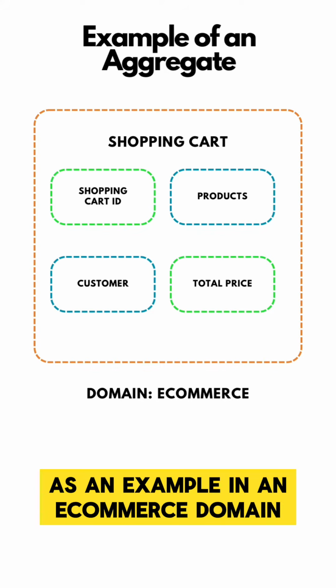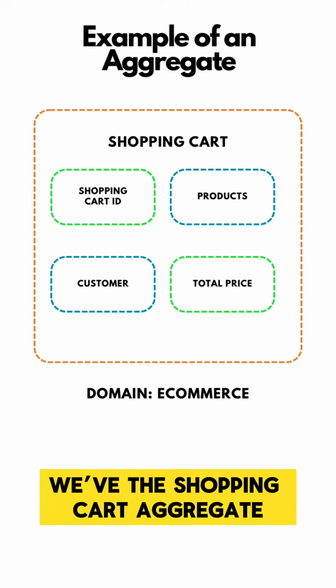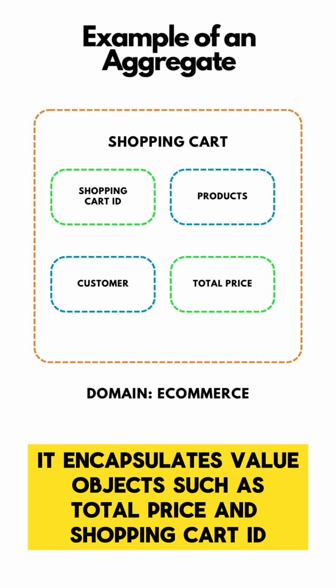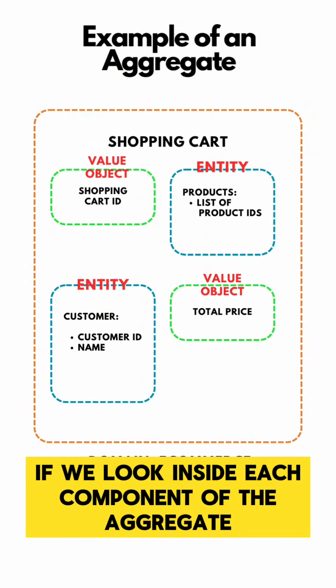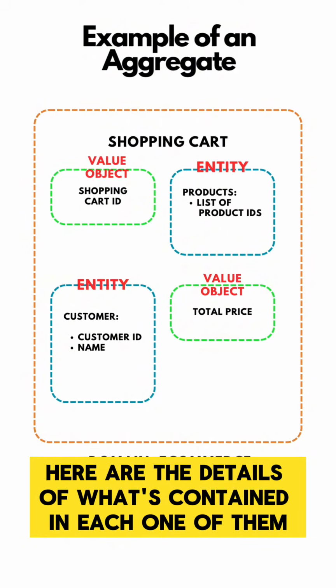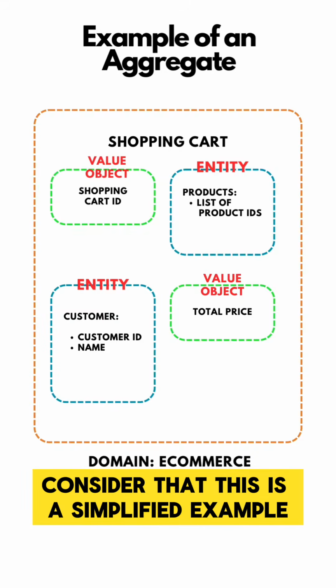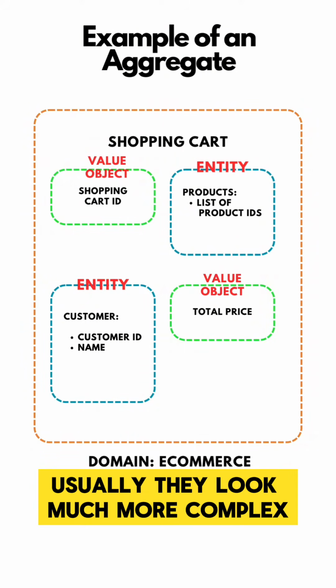As an example, in an e-commerce domain, we've the shopping cart aggregate. It encapsulates value objects such as total price and shopping cart and entities such as products and customer. If we look inside each component of the aggregate, here are the details of what's contained in each one of them. Consider that this is a simplified example. Usually they look much more complex.